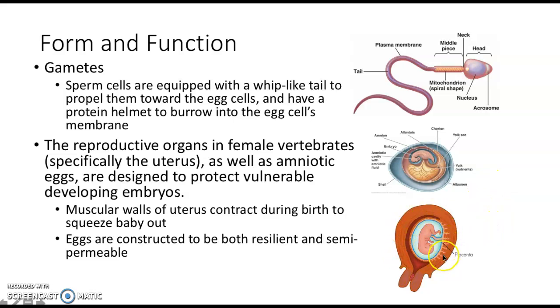And then specifically in placental mammals like humans, the female uterus is an organ that is made of some of the strongest muscle in the animal kingdom. And that muscle is designed to squeeze and contract when the baby is ready to be born. It squeezes the baby out of the mother's body through the birth canal. So it is made of this ropey, strong muscle. And its form, again, supports its function.